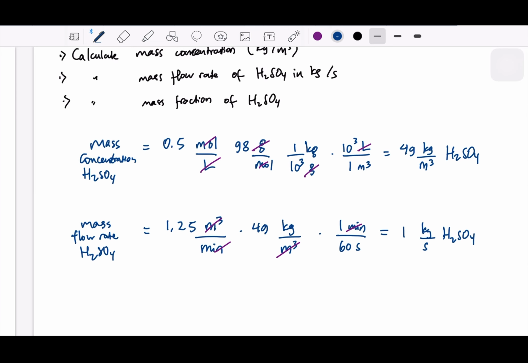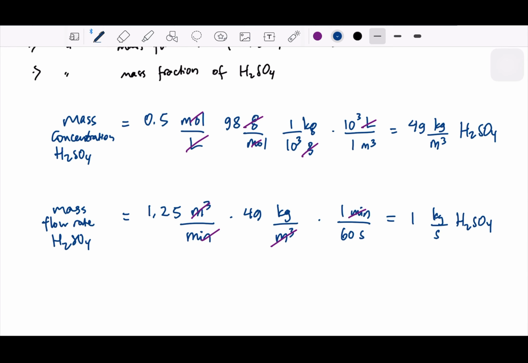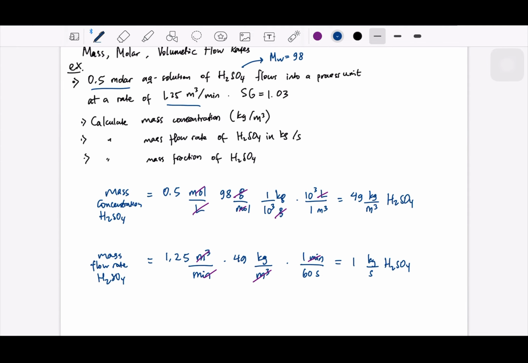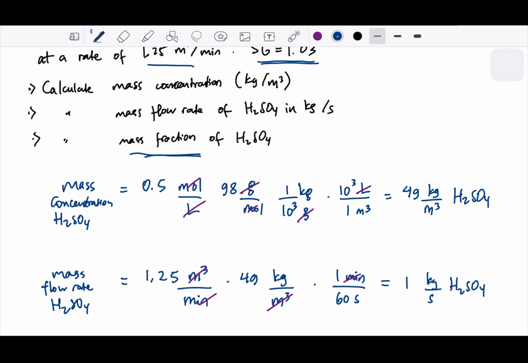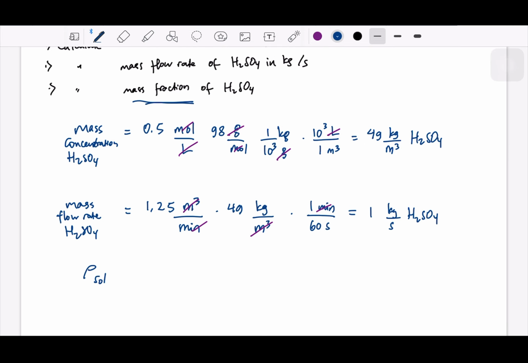Okay, now the mass fractions. Because we need to have the fixed property of sulfuric acid, we need to use the specific gravity, right? We need to use the specific gravity to get at least the density. So the density of the solution, we can use the given information 1.03 and then multiply with 1,000 kilogram per meter cubes. That's the water density.